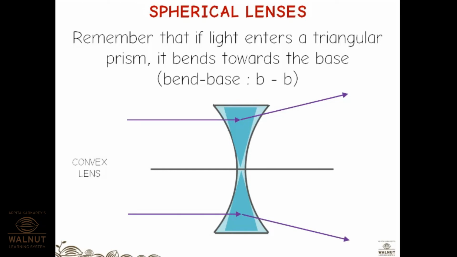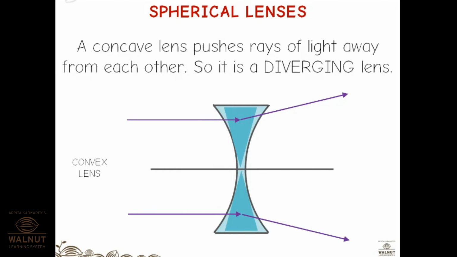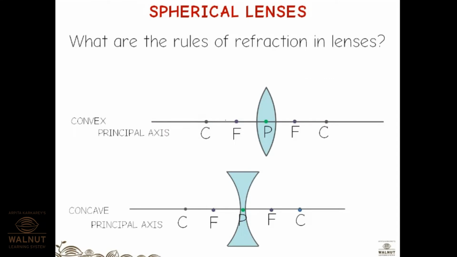So what is the difference between these lenses now? Diverging. What do you mean by diverging? These light rays are going to move away from each other. They are not going to converge in one place. Got it? So a concave lens will push the rays of light away from each other. So it is called a diverging lens.